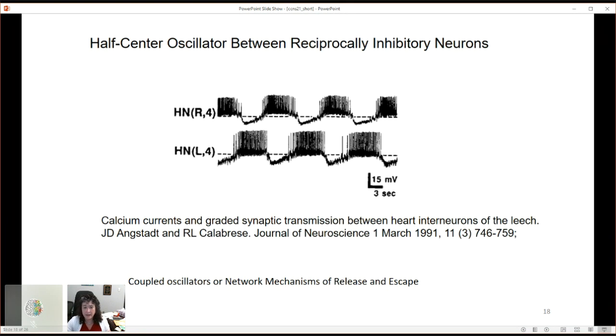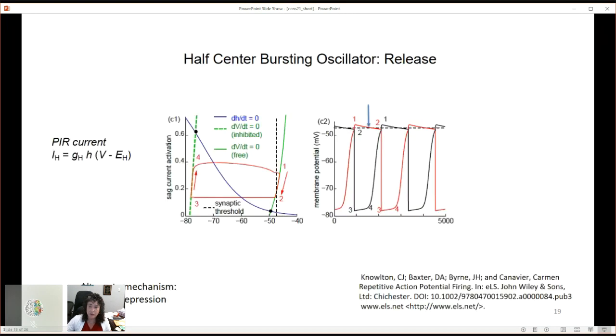There are mechanisms of escape and release if you have tonically firing neurons, and I'll just briefly touch on those. It's the last topic that I have. So Wang and Rinzel in 1992 wrote about these two mechanisms. If you have neurons, we'll go with the very simplest neuron possible. We're not going to model spiking. We're just going to model a leak conductance and a post-inhibitory rebound current.